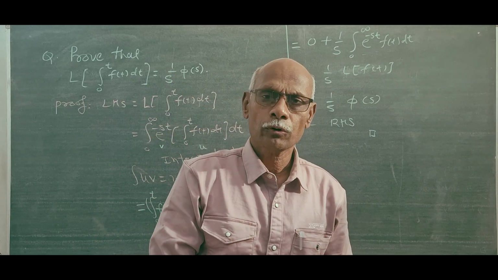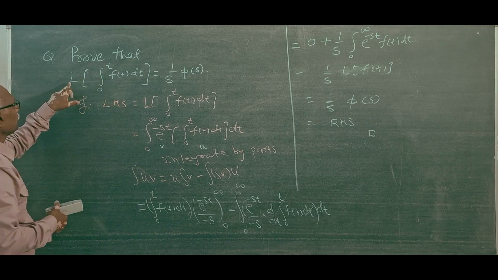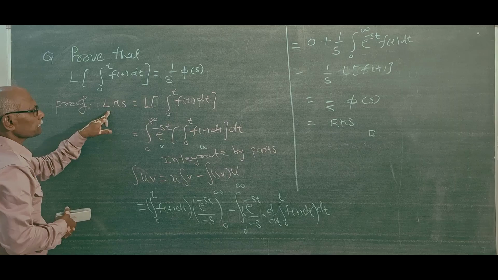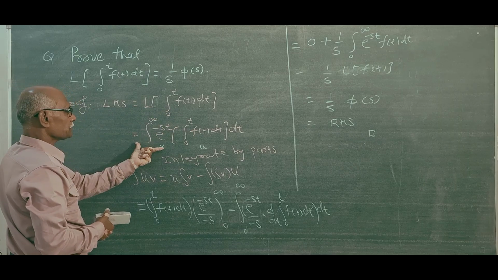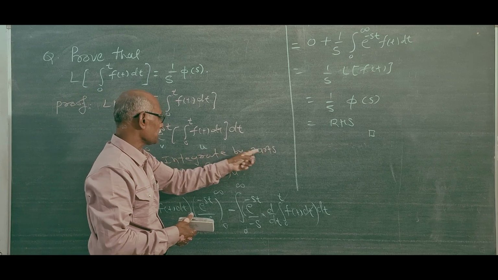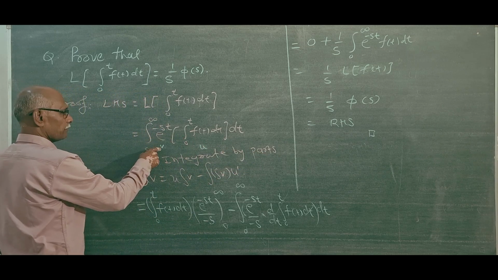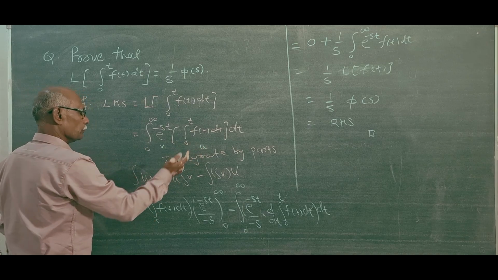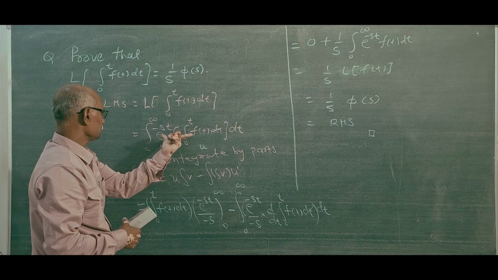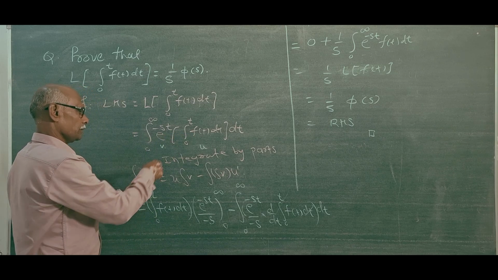Now ready for an example. Once again we repeat this. For Laplace of integration, we have to prove 1 by s into phi s. We start with LHS. We use the definition. After this, you have to integrate by parts because it's a product of two functions. This function is supposed to be v and this function is supposed to be u. If your choice is reversed, then you get the same question again. Therefore, this is avoided.